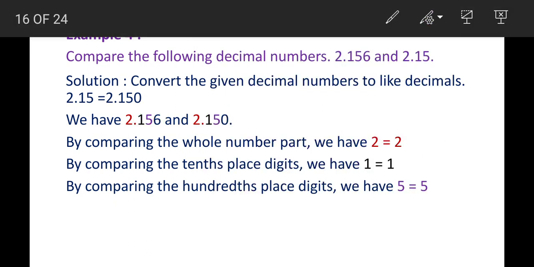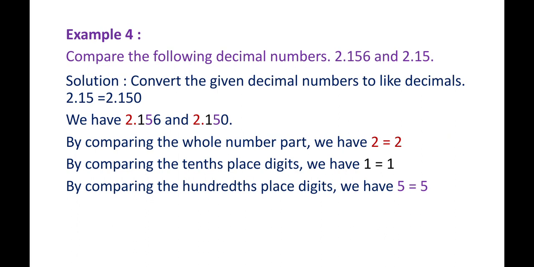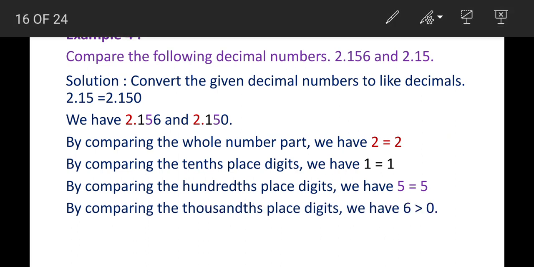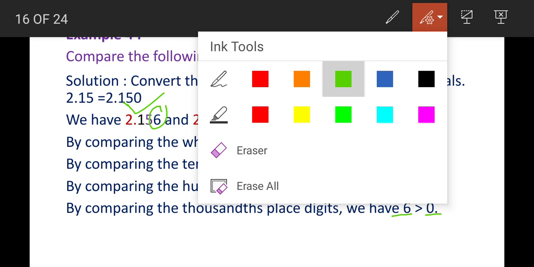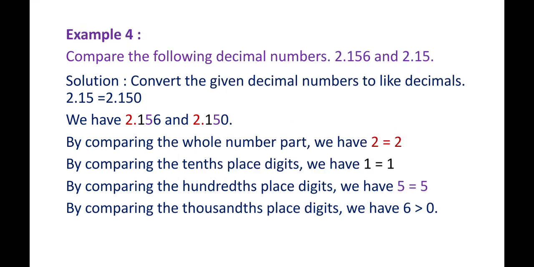So what to do? We have to compare the 1000 place digit. The digit present in the 1000 place is 6 in the first number and 0 in the second number. So we can say that 6 is greater than 0. So the first decimal number is greater than the second decimal number. In this way we have to compare. Here 2.156 is greater than 2.150.